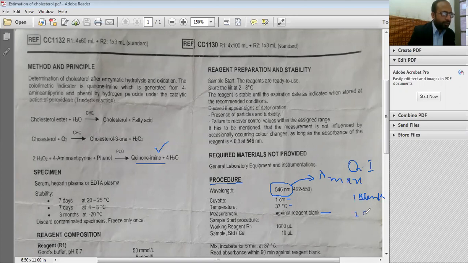And the second test tube will be labeled as standard. In the standard test tube, you will use the standard of cholesterol, which was labeled as R2, and its concentration is 200 milligram per deciliter. And the third test tube you need to proceed with this experiment will be labeled as sample.